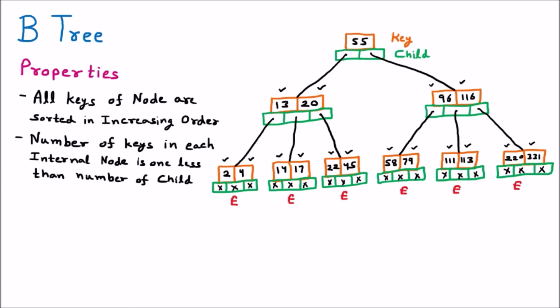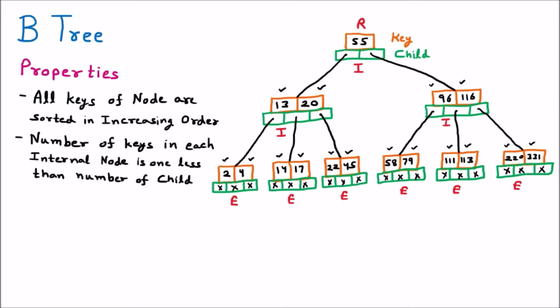Afterward, we are going to find the internal nodes. All the nodes except the external nodes are called internal nodes. So this is an internal node, this is also an internal node, and this is also an internal node. We know that this is the root node, so the root node also counts as an internal node. Now we are going to find out this property. The property says that the number of keys in each internal node is one less than the number of children.